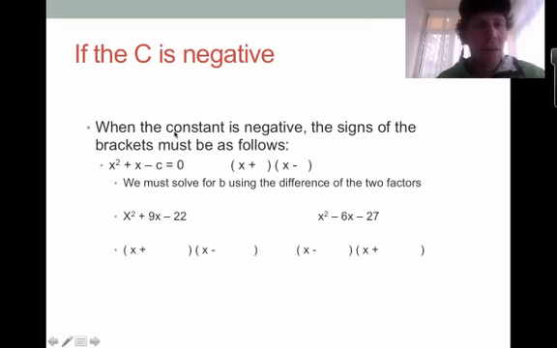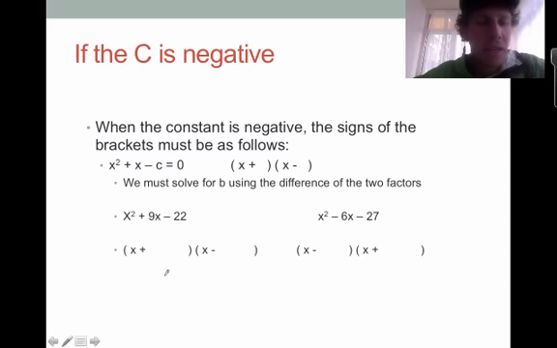However, now the last one, most complicated, when the constant is negative, the signs of the brackets must be as follows. Irrespective of what this inner term is, if the constant is negative, we always have one plus in the brackets and one negative. That's because a positive and a negative always multiply to a negative. So we must solve for b using the difference of two factors. So here we're not looking for numbers that multiply and add, but numbers that subtract.